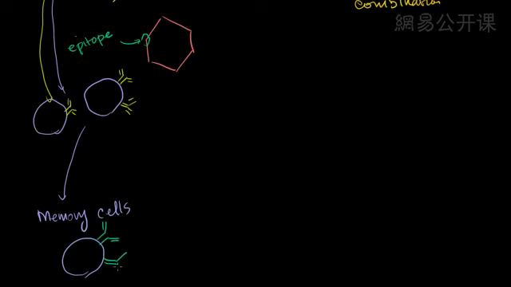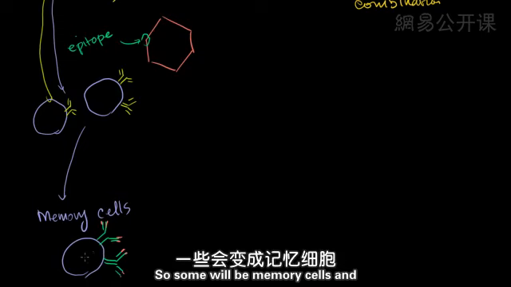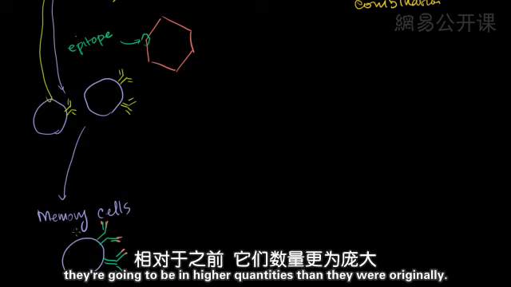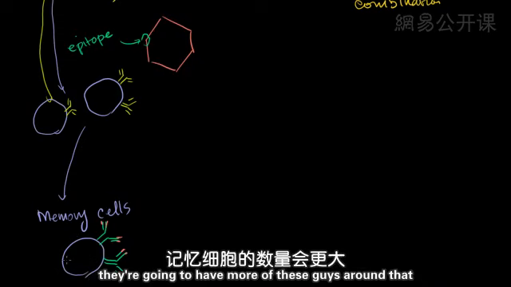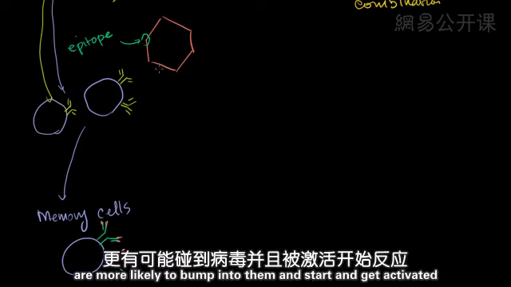Let me draw a couple of them right there. So that is a memory cell. Some will be memory cells, and they're going to be in higher quantities than they were originally. So if this guy invades our bodies 10 years in the future, they're going to have more of these guys around that are more likely to bump into them and get activated.